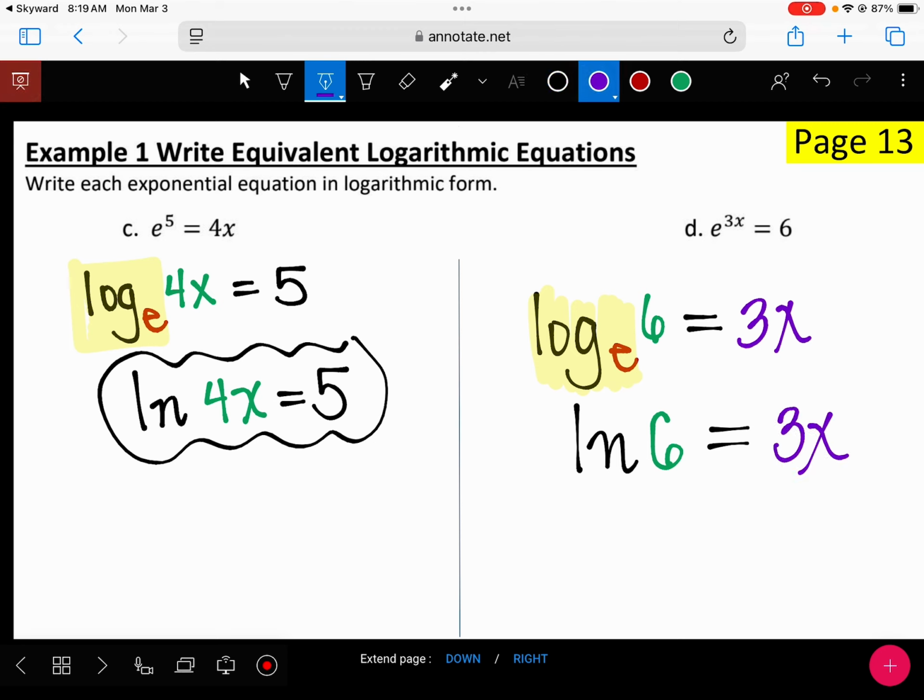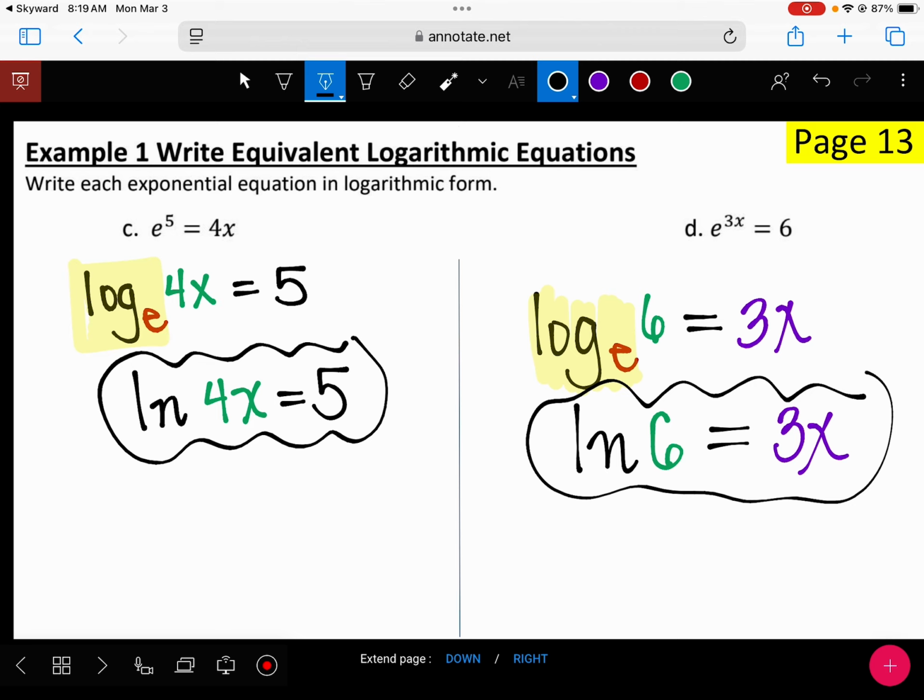All right, who agrees with my answer? Natural log of 6 equals 3x. Raise your hand or thumbs up if you had that. All right, good. Good job. Couple more, and then we'll practice going the other direction.